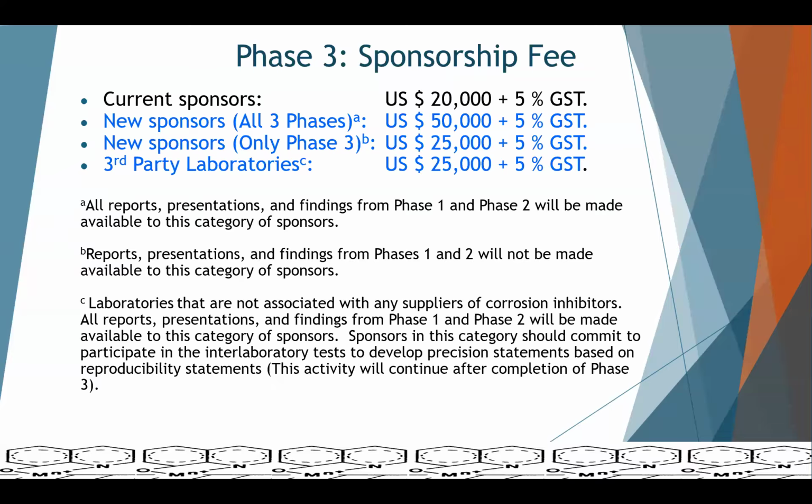We also have one different category for third-party laboratories. They need to pay only $25K, but they will get access to the phase 1 and phase 2 reports. Category 3 of sponsors will not get the phase 1 and phase 2 reports, but third-party laboratories who can help us to produce a reproducibility statement will have access to phase 1 and 2.